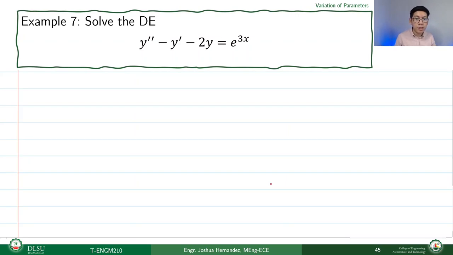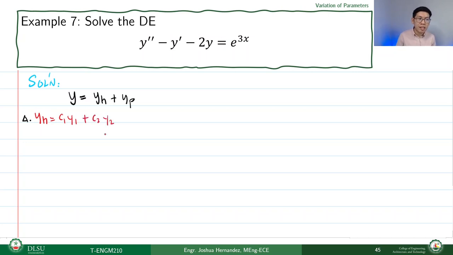Okay. So solve the DE y double prime minus y prime minus 2y equals e raised to 3x. So solution. So, pag hindi in-indicate kung ano klaseng solution yung hinihingi, always assume na siya ay general solution. At least in our class. Y equals, the general solution is yh plus yp. Right? And so, if you want to solve for yh, no? We know that yh is the homogeneous solution, c sub 1, y sub 1, plus c sub 2, y sub 2.